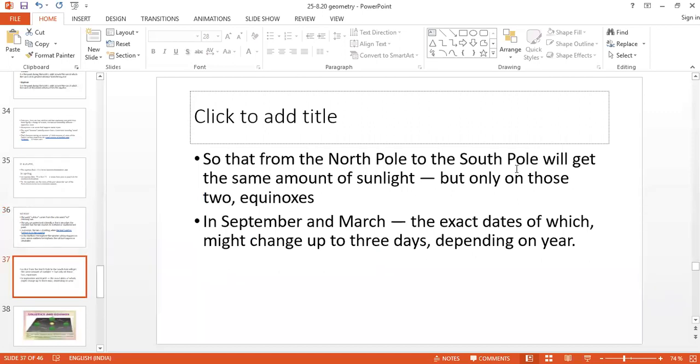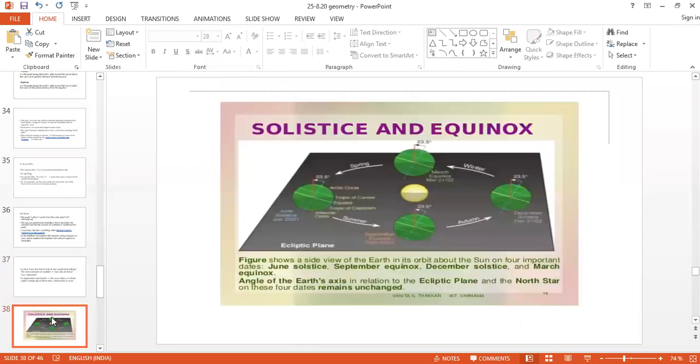So from North Pole to South Pole, we get the same amount of sunlight, but only on those two equinoxes, September and March, the exact days of which might change up to 3 days depending upon the year.